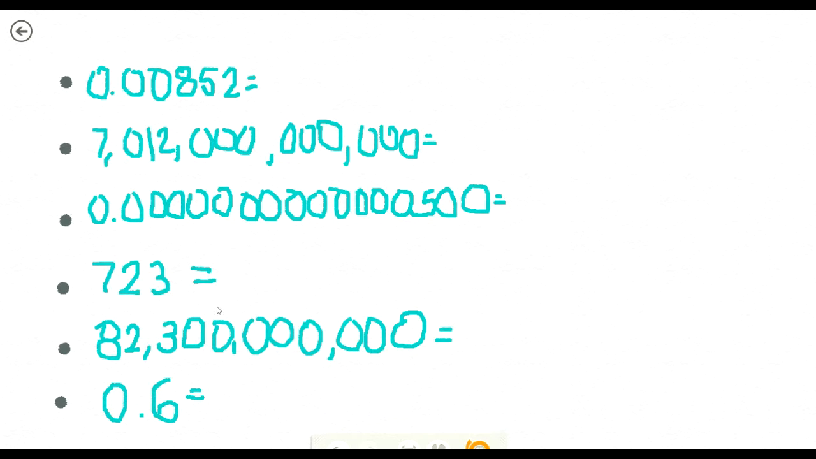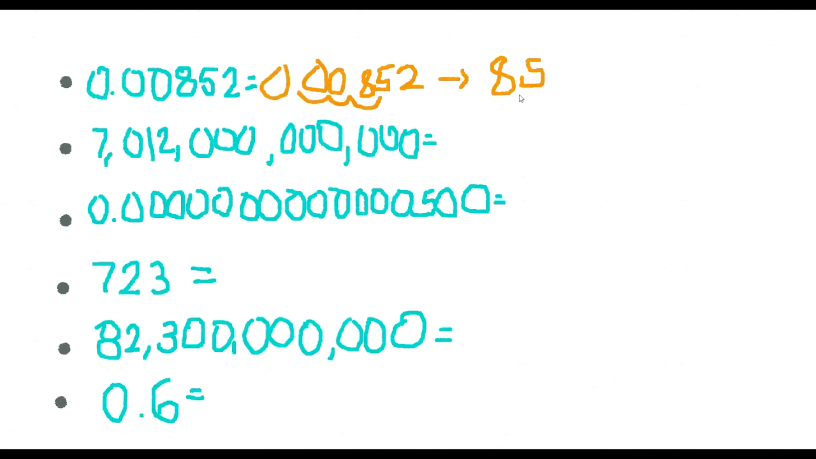Okay, let's try these more examples. Let's try number 1. 0.00852. We're going to move it 1, 2, 3. Okay, there we go. So it's going to be 8.52 times, how many is that? 3. 10 raised to negative 3.